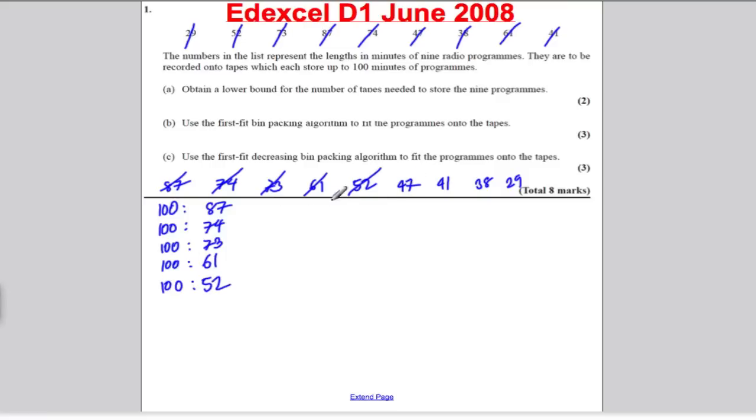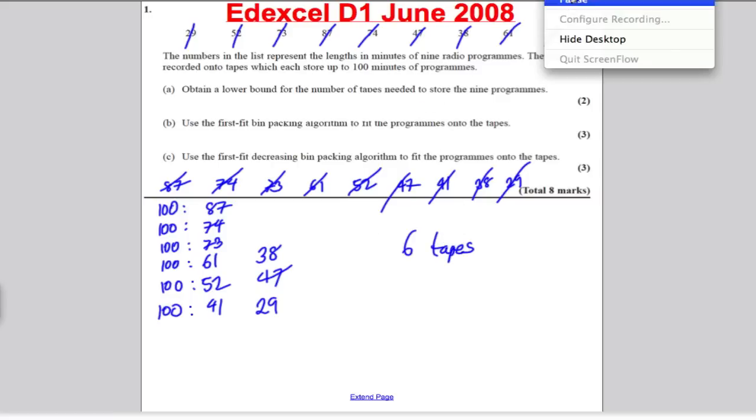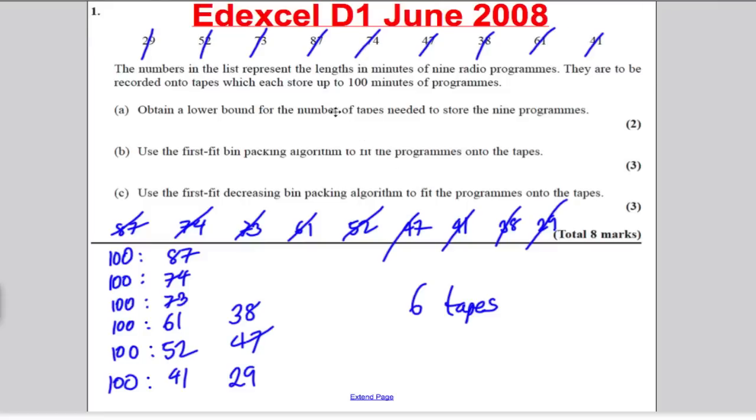The 47 now, couldn't go here, or here, but could nicely go here for us. The 41 next, couldn't unfortunately go in any of these, so would have to go in its own tape. The 38 could go here quite nicely, okay, and that would add up to 99. And the 29 here couldn't unfortunately go to any of these, but could end up here. So we've got 1, 2, 3, 4, 5, 6 tapes here, and it seems a lot less wasted space. And hence we've done this question now and got an easy 8 marks relatively.